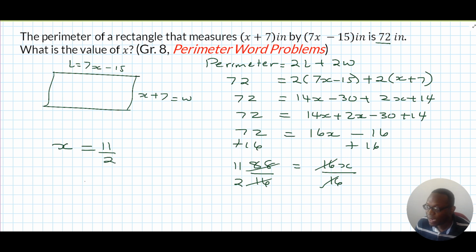And you can write it as 5.5. Actually, it's not in inches, it's just a variable. So x is 5.5, or 11 over 2. So either one of these three will be fine for your answer.